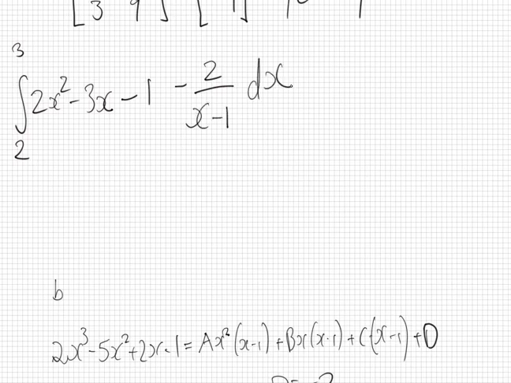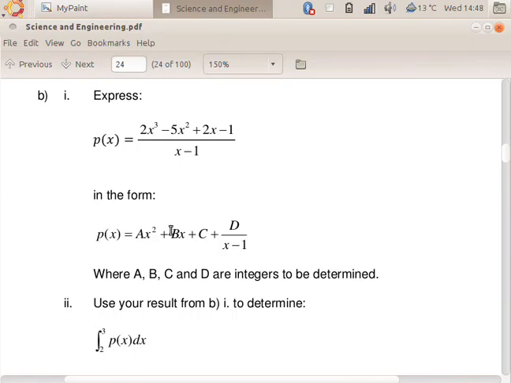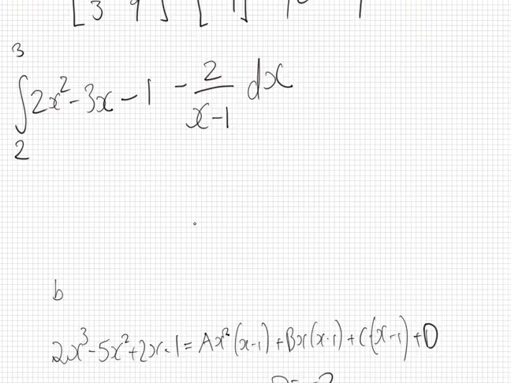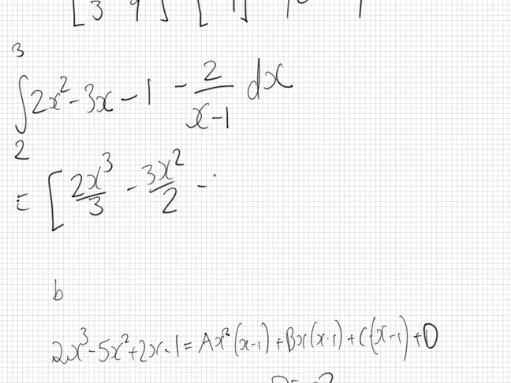Isn't that 2x cubed? It might be, sorry. No, this is the original question now. Here, they said integrate the p, which is this here. All right. Well, this actually isn't so bad to integrate because this will equal 2x cubed over 3 minus 3x squared over 2 minus x minus 2 log x minus 1, from 2 to 3.